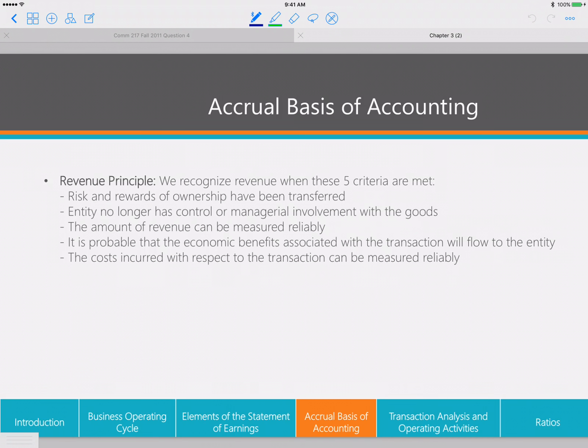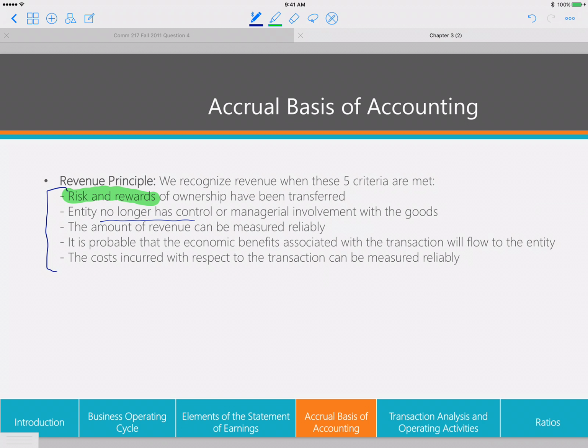So another important thing to recognize for the accrual basis is the revenue principle. You may ask, how do we actually recognize revenue? When do we know? So we recognize revenue when these 5 criteria are met. The most important is that the risks and rewards of ownership have been transferred. That is the big one. That once you have transferred the risks and reward of ownership of an item, you can say that it has passed on to the buyer. The entity no longer has control of the goods, so we no longer have control over it.